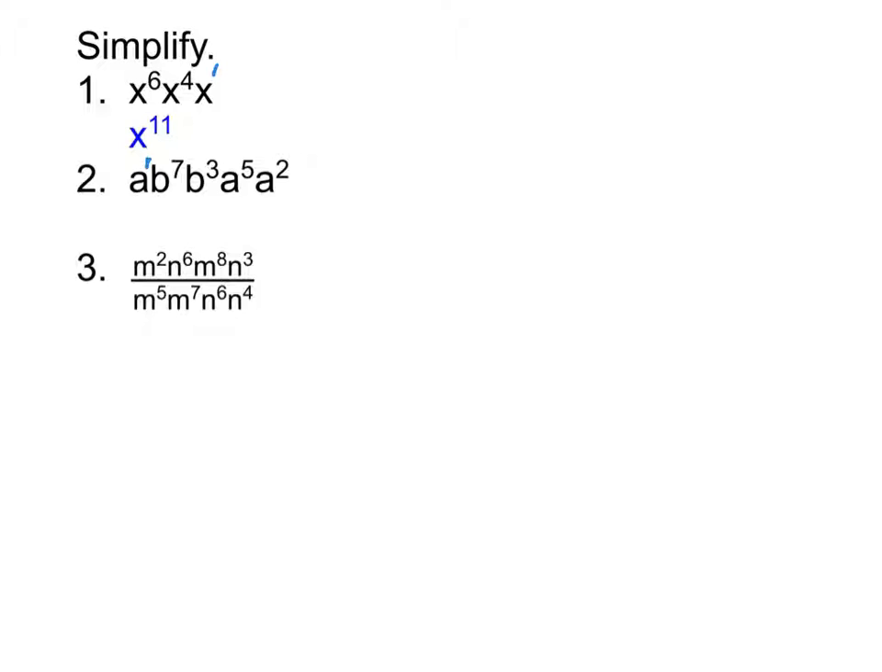So I have a to the 1, a to the 5th, and I have a squared. So that's 1 plus 5 plus 2. So that's going to give me a to the power of 8. Then we repeat the same process for the b's. I got b to the 7th, b to the 3rd.